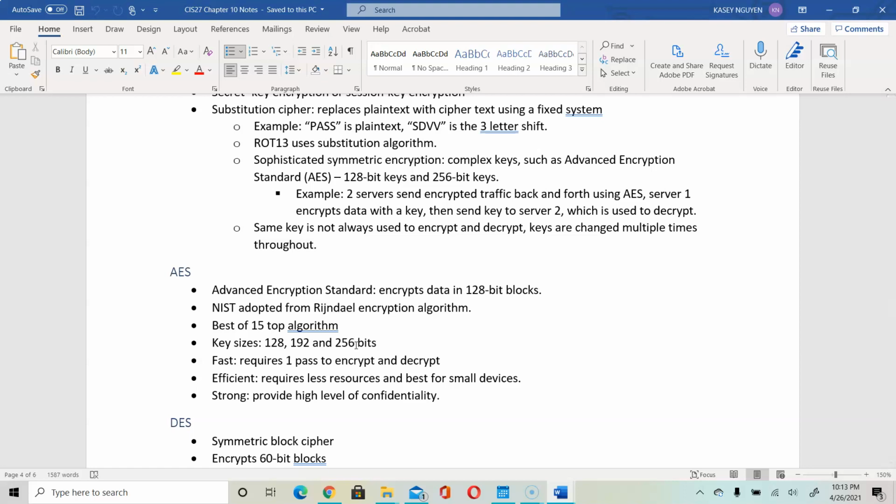This encryption is fast. It requires 1 pass to encrypt and decrypt. So when you go from encryption to decryption, it's only 1 pass, whereas some other algorithms will require more than 1 pass. It is efficient, it requires fewer resources, and it's best for small devices like your smartphones, tablets, and IoT devices. It is strong and it provides a high level of confidentiality. So this is what you see implemented for a lot of mobile-based devices.